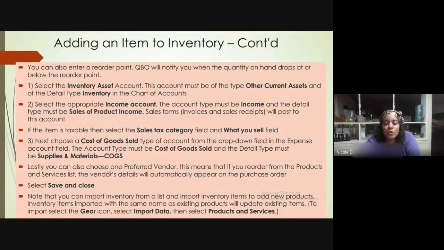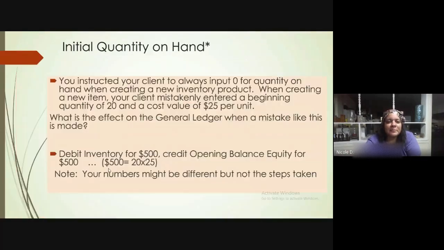Lastly, you can also choose one preferred vendor. This means that if you reorder the products from the product and service list, the vendor's detail will automatically appear on the purchase form. So then you're going to click Save and Close. Note, you can also import inventory from a list. And to do that, you would go to the gear icon and then Import Data, and then select Product and Services. Now, if there's any imported information that already exists within your products, then it'll just update that existing product.